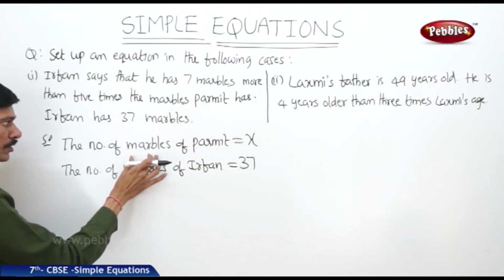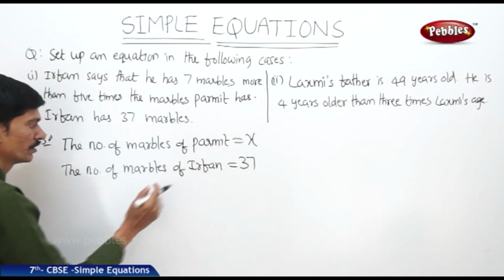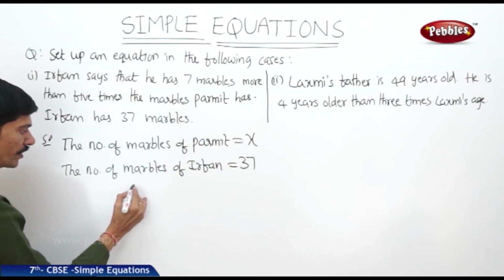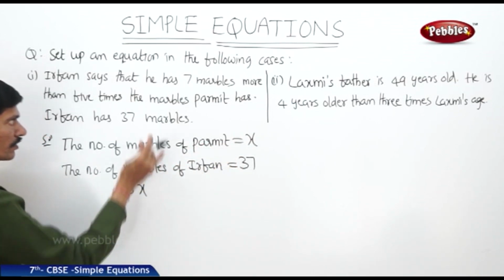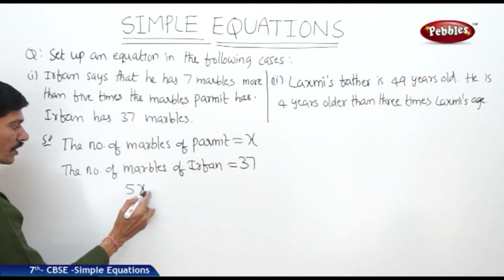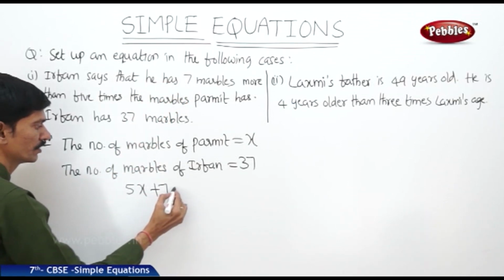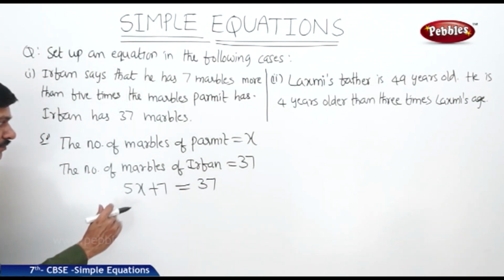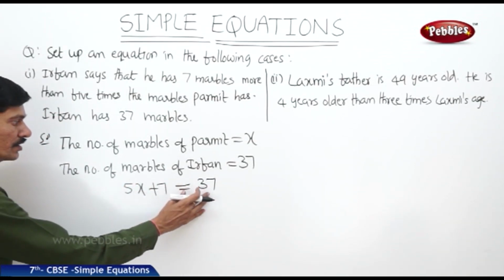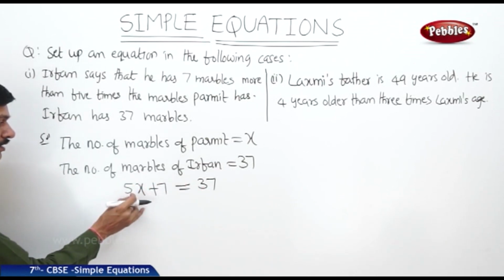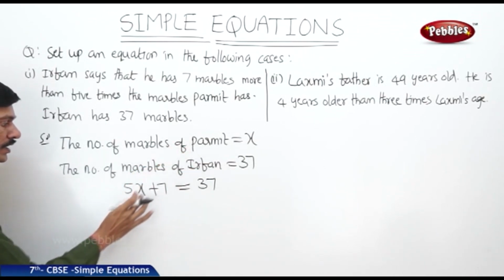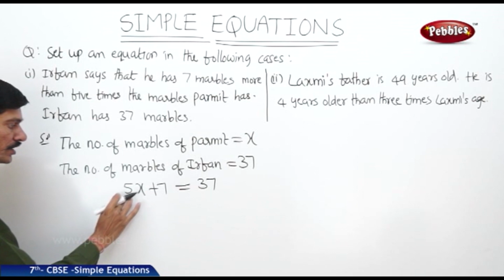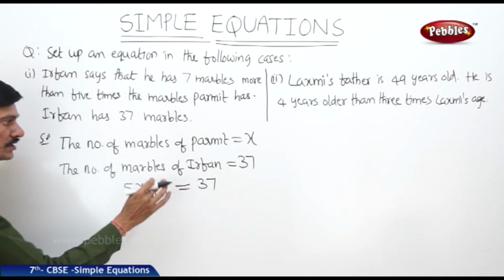So how many marbles does Parmit have? It is x. So 5 times x means 5x, and 7 marbles more. So we can write 5x plus 7. So that equals 37. Now the number of marbles of Irfan is 37. That is also given as 7 more than 5 times the number of marbles Parmit has. So it is written as 5x plus 7 equals 37.